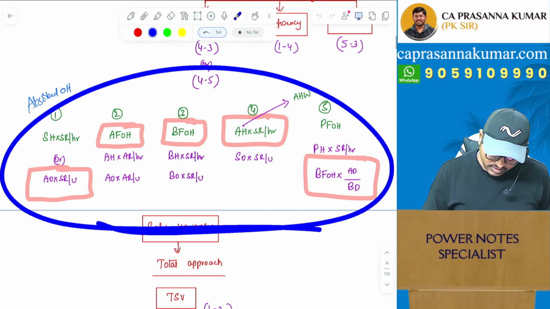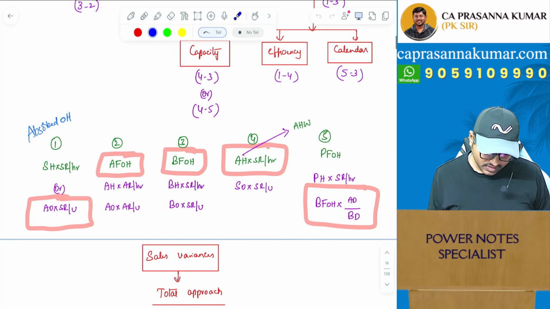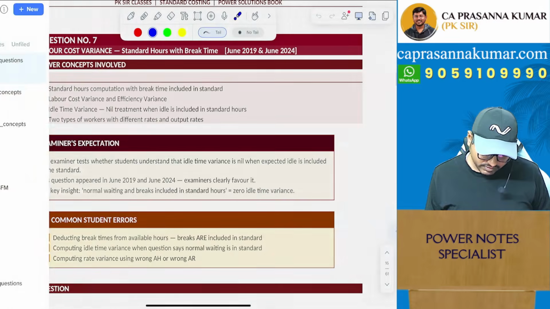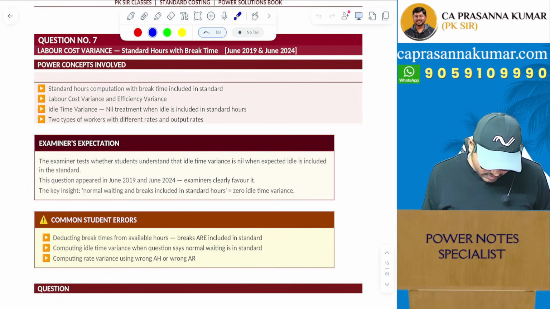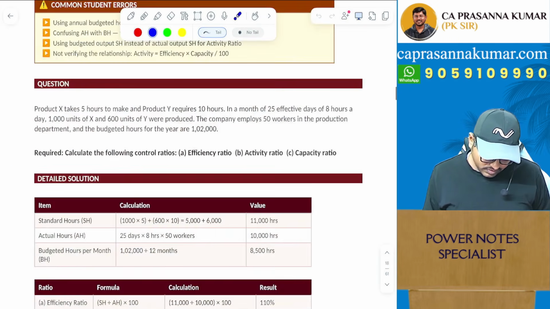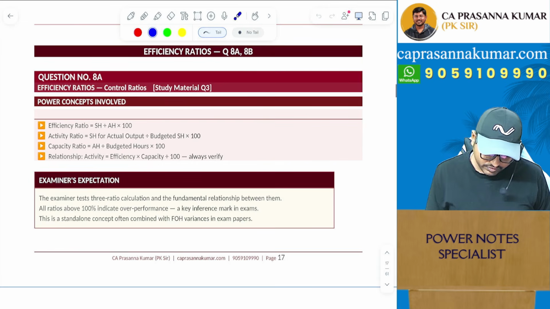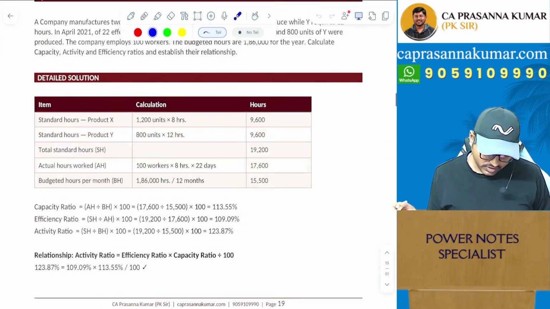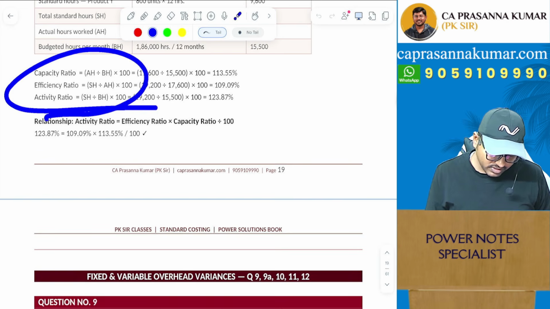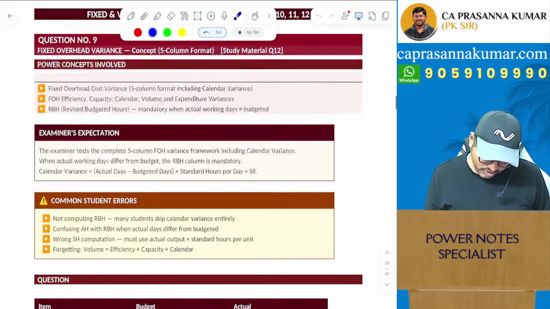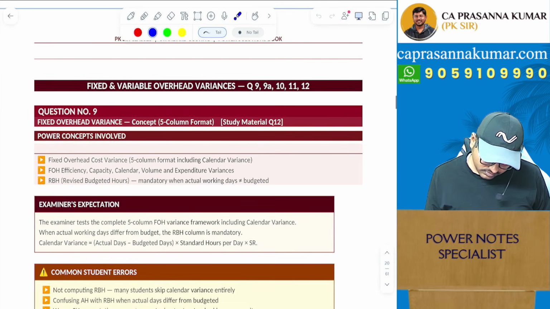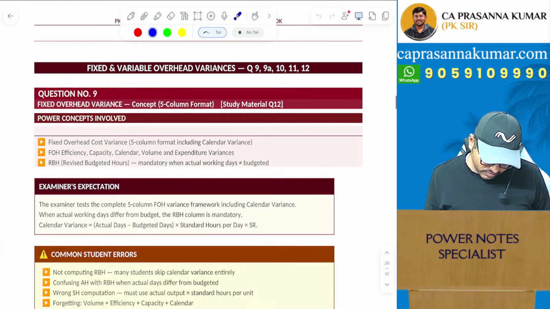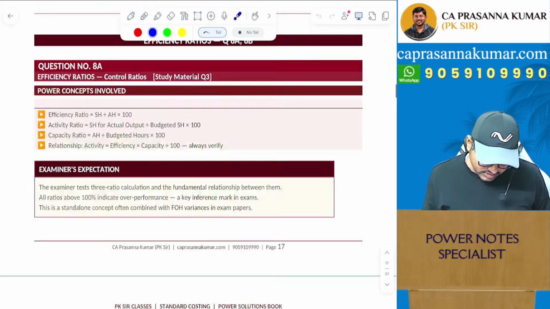Are we done with this? Clear? Let's go for some questions now. We'll do it quickly. Okay. Efficiency ratios first, because efficiency ratios are again linked to fixed overhead variances only. No need to mug up all these formulas. Capacity ratio, efficiency ratio, activity ratio. I'll tell you how to remember that. Anyways, let's finish this off.